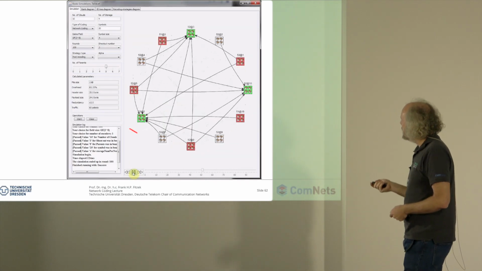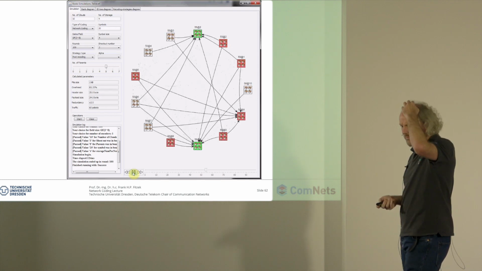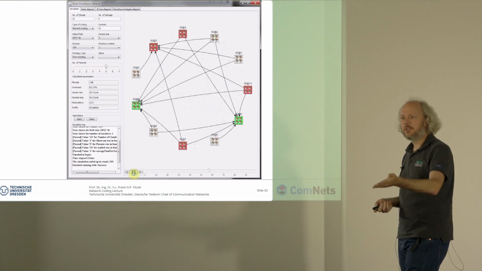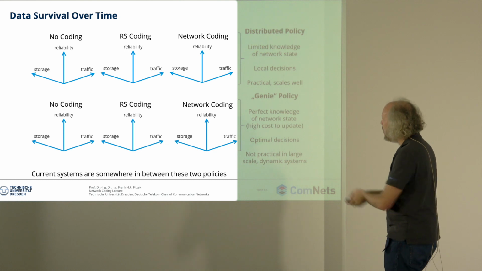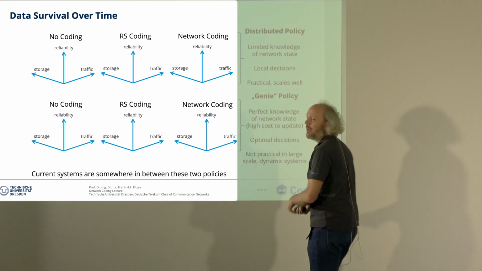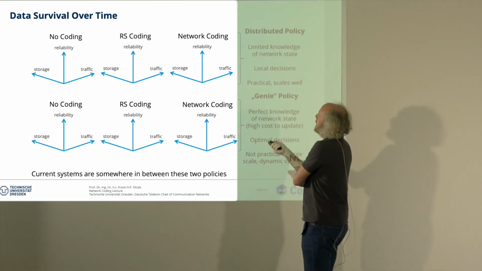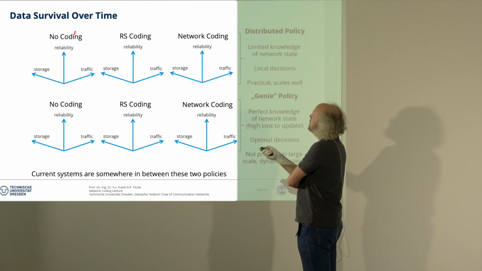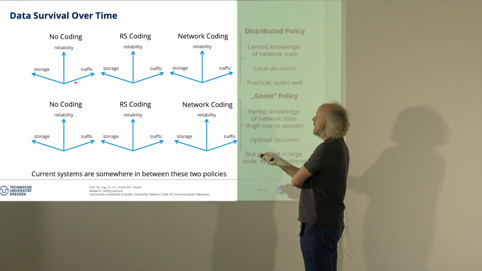And with that, we said, okay, then let's make these ice cubes. I showed you the ice cubes in the beginning. Now we're coming to the ice cubes. Now I show you 6, not only 3. The first column here is no coding, and I want to see what is the storage that I need and what is the traffic.